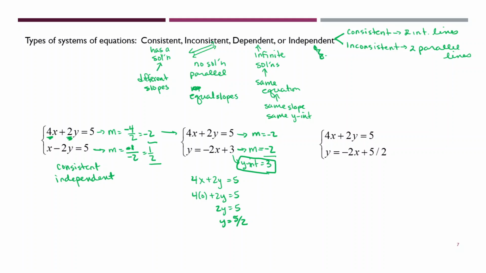So the y-intercepts are not equal. The slopes are equal. This means these are parallel lines, which means they are inconsistent.